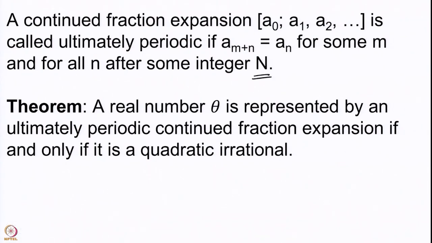It means that after a stage, the partial quotients keep repeating periodically. That means there is some capital N, such that after this capital N, you have a capital N plus 1, a capital N plus 2, dot dot dot, a capital N plus m, and that a capital N plus m happens to be the same as a capital N, and so on. So the next ones keep repeating. This finite sequence of partial quotients is the sequence that keeps coming periodically. This is what we mean by saying that it's an ultimately periodic continued fraction. There is this word ultimately, because the periodicity has started after some stage.